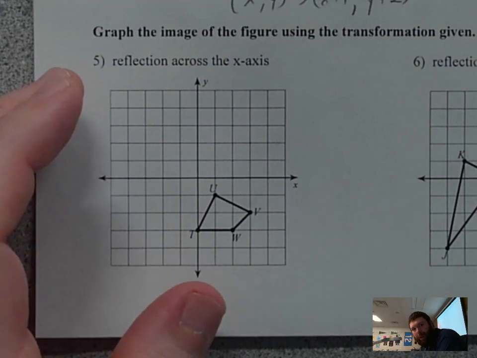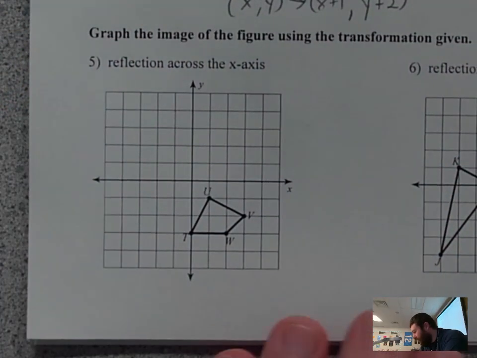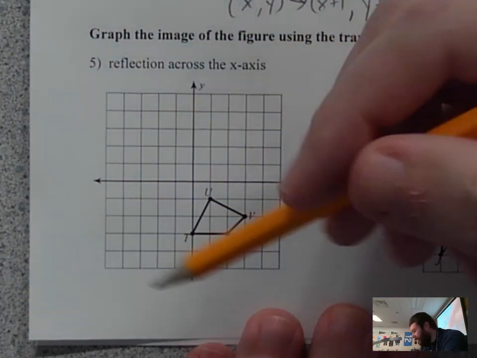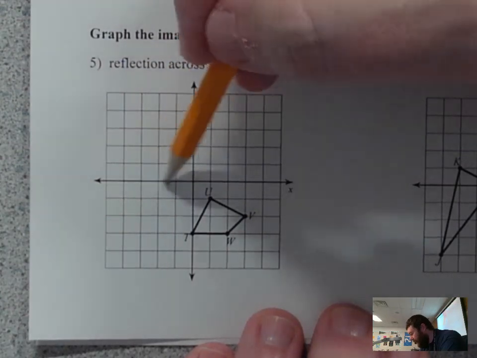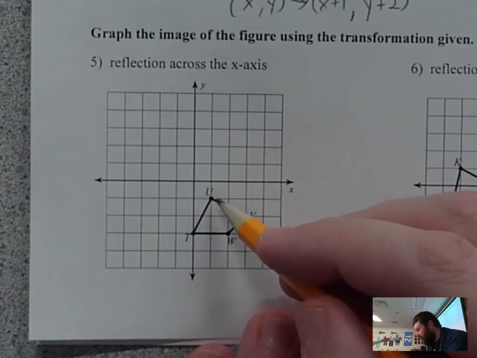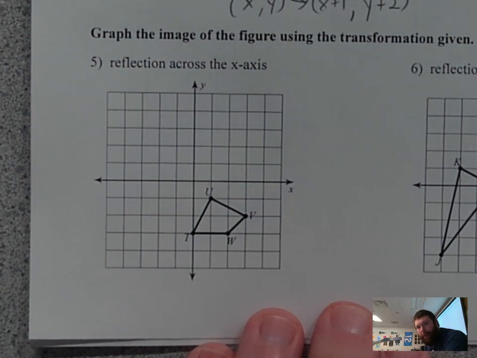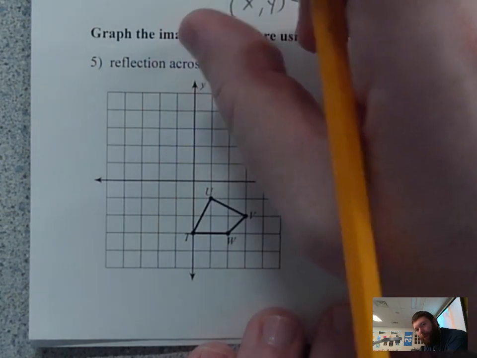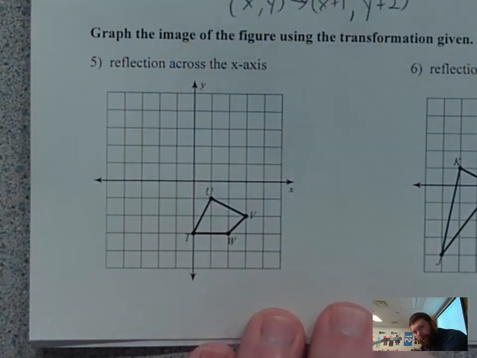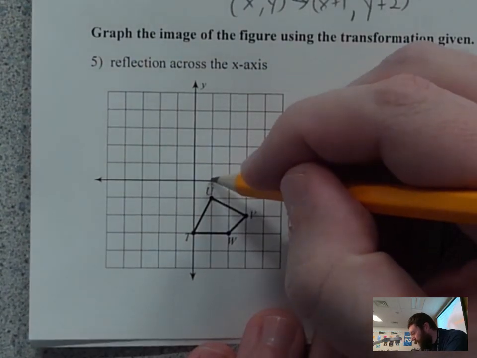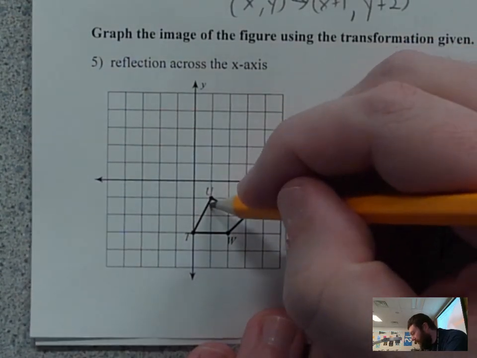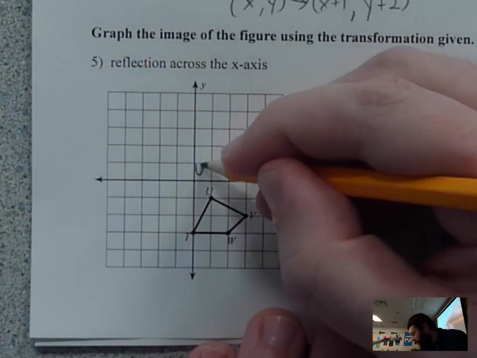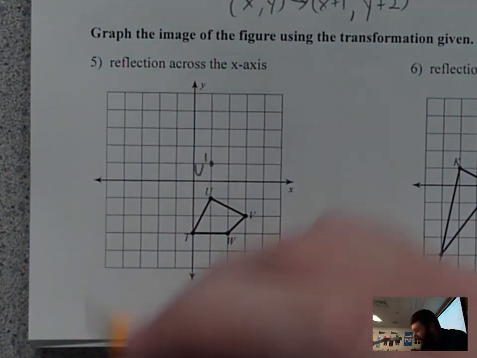Reflections. Reflections is where you flip things. It's pretty tough to do. This shape is flipping over the x-axis. If we think of the x-axis like a mirror, this U is 1 step away from the mirror. If you look at your reflection, it's going to look like it's 1 step away from the mirror as well, but on the other side. So how you reflect things is you count to your reflection line, or your mirror line. U is 1 step away, and then you count that many steps past it, and that's where your U prime is going to be. And that's all you're doing on each of these.